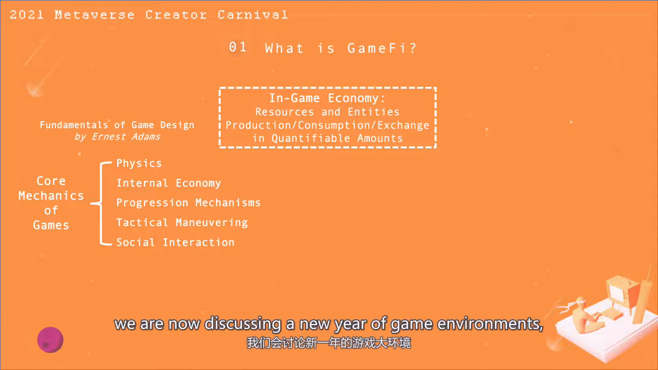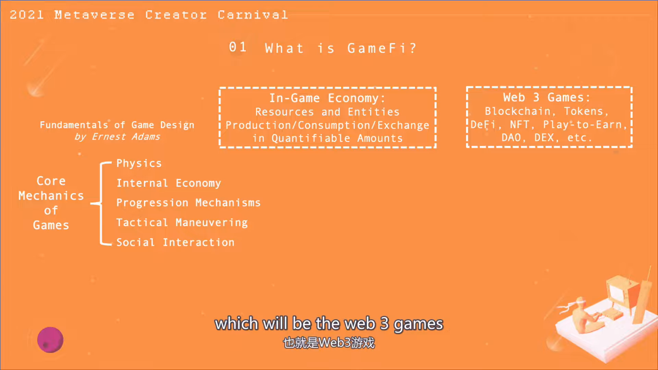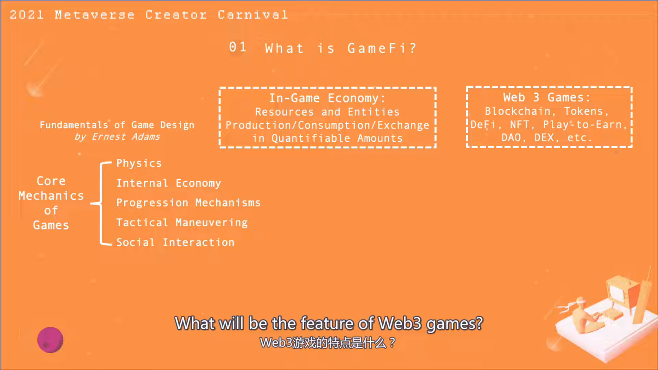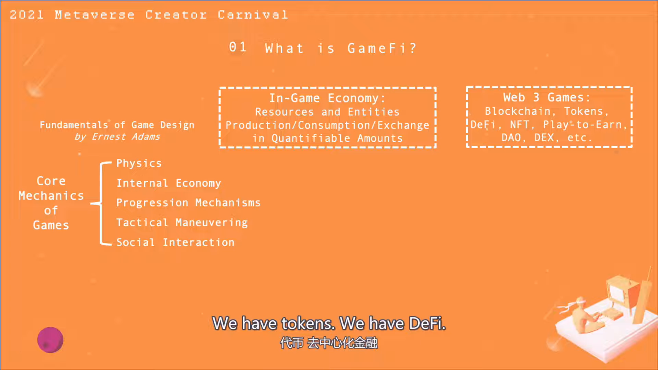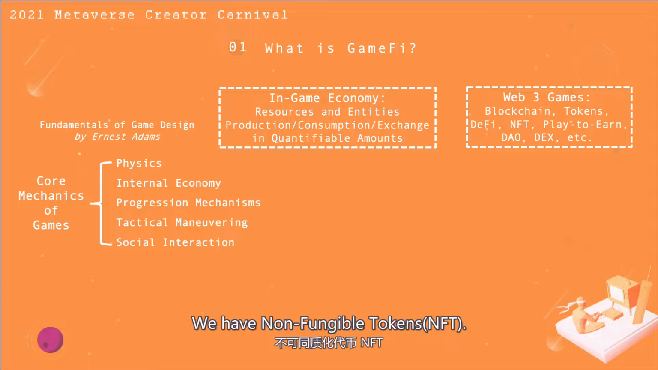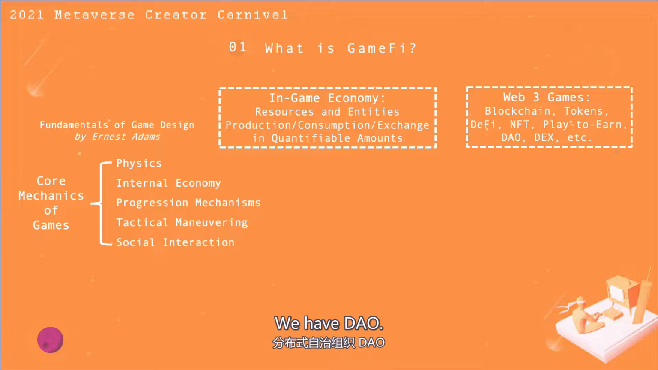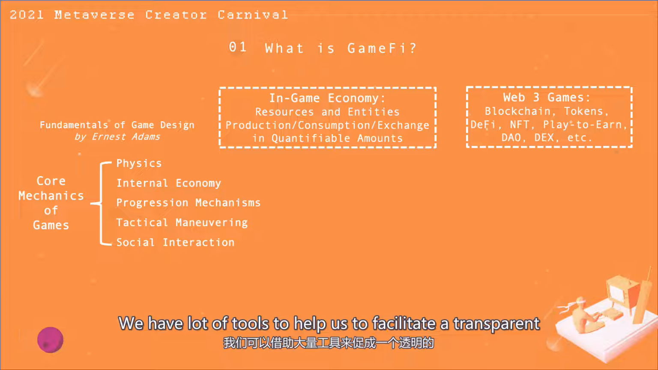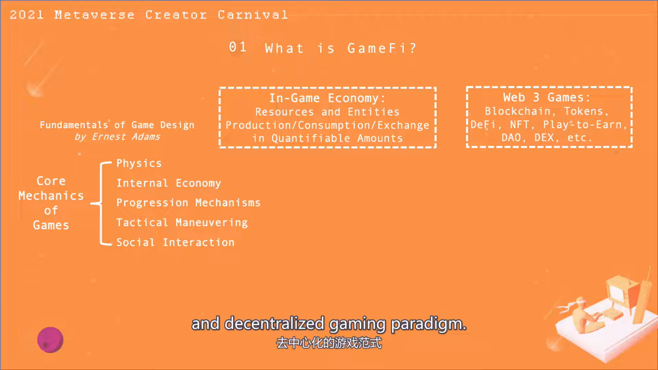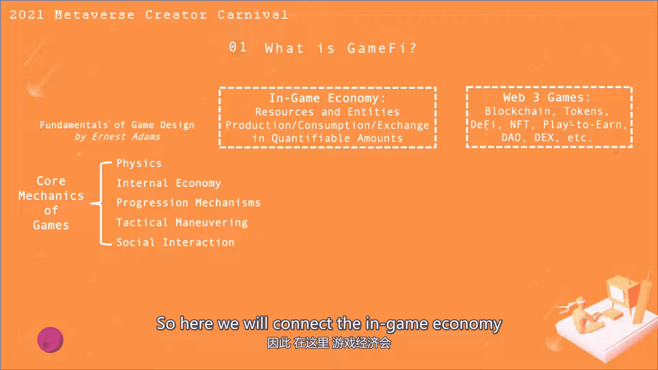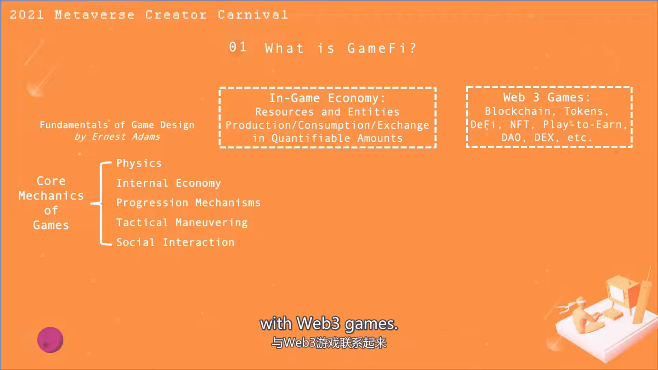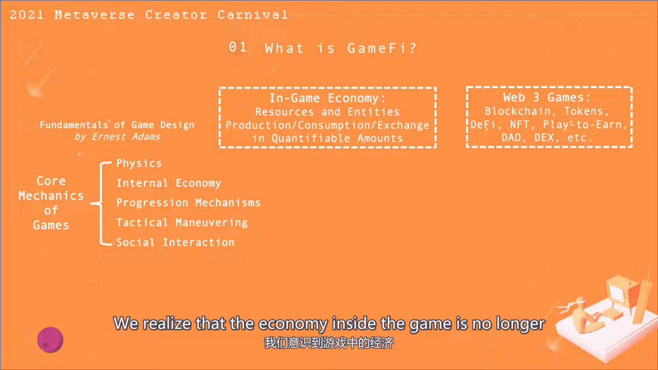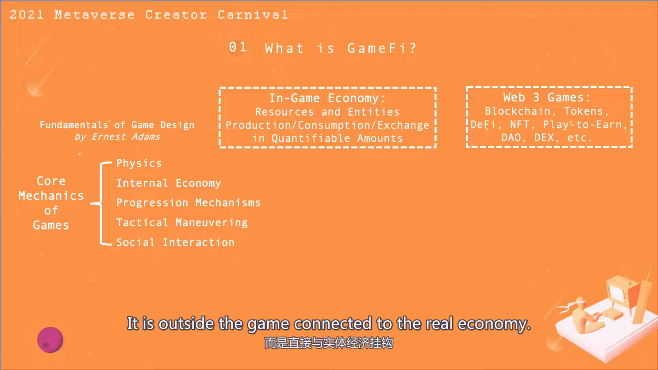And today, we are now discussing a new era of game development, which will be the Web3 games. What will be the features of Web3 games? We use blockchain, we have tokens, we have DeFi, we have non-fungible tokens, we have play-to-earn models, we have DAO, we have decentralized exchange. We have lots of tools to help us facilitate a transparent and decentralized gaming paradigm. So here, when you connect the in-game economy with Web3 games, we realize that the economy inside the game is no longer inside the game. It is outside the game, connected to the real economy.